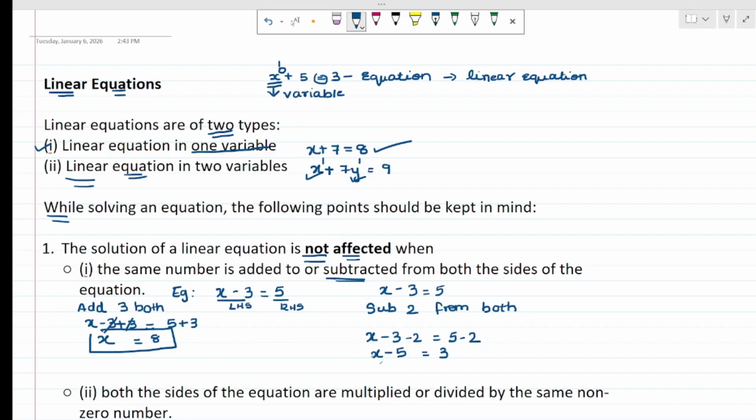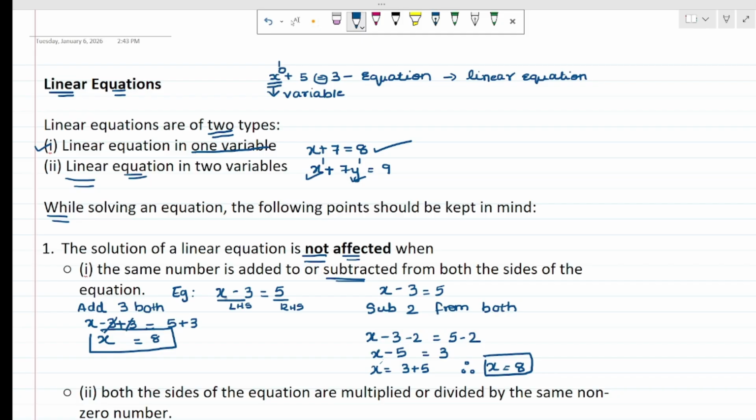Now I want my value of x. So it will get sign change, sign change. So you will get 3 plus 5. Therefore, x is equal to, your answer will be also 8. Clear? What did we do?